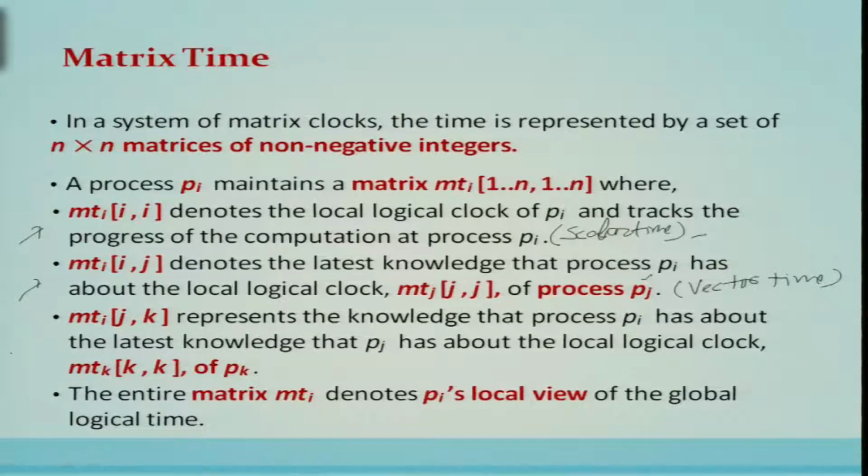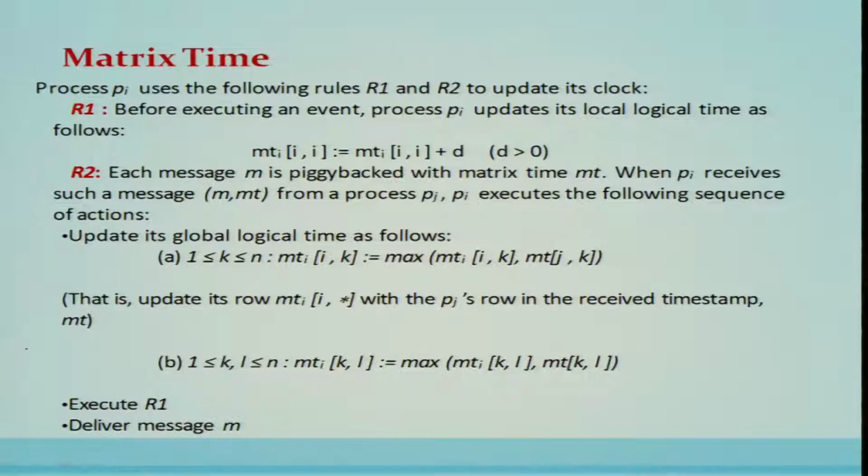Now the third aspect of a matrix time, MTi[j,k], represents the knowledge that Pi has about the latest knowledge that process Pj has about the local logical clock of Pk. This global information is stored in the local view of process Pi. So the entire matrix of Pi denotes Pi's local view of the global logical time in this matrix clock. Now the two rules which the matrix clock follows to update its clock are R1 and R2. We are going to explain it.